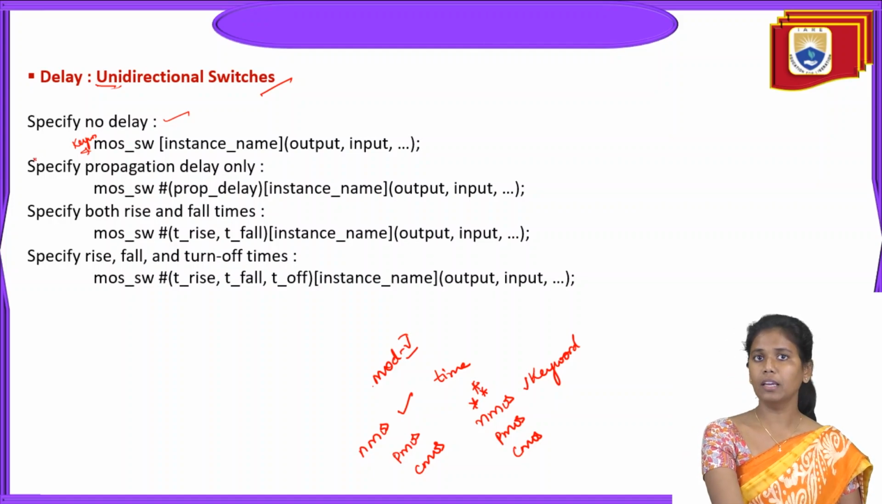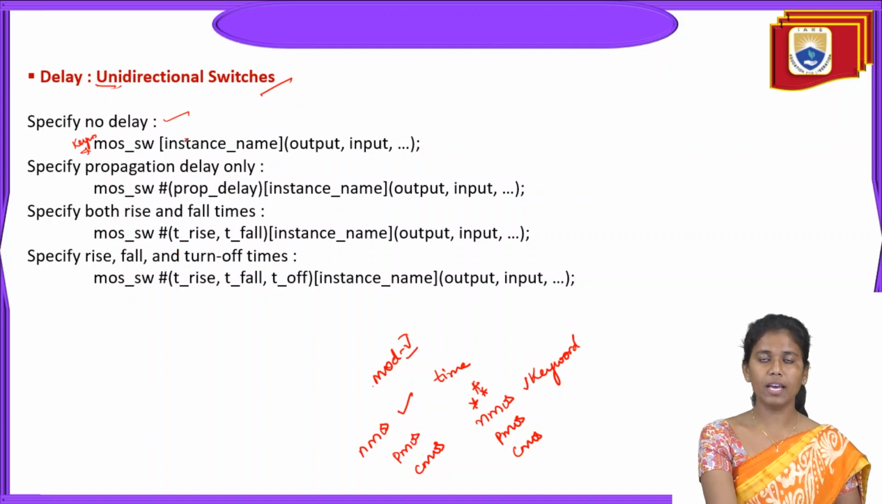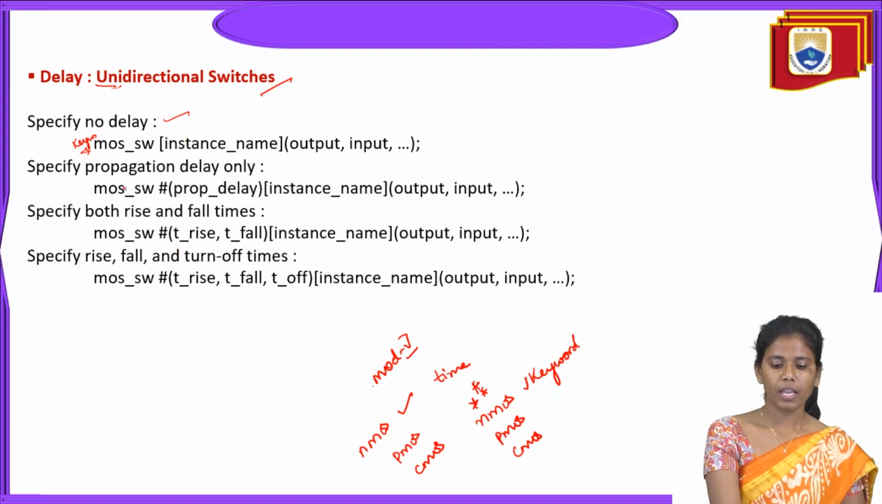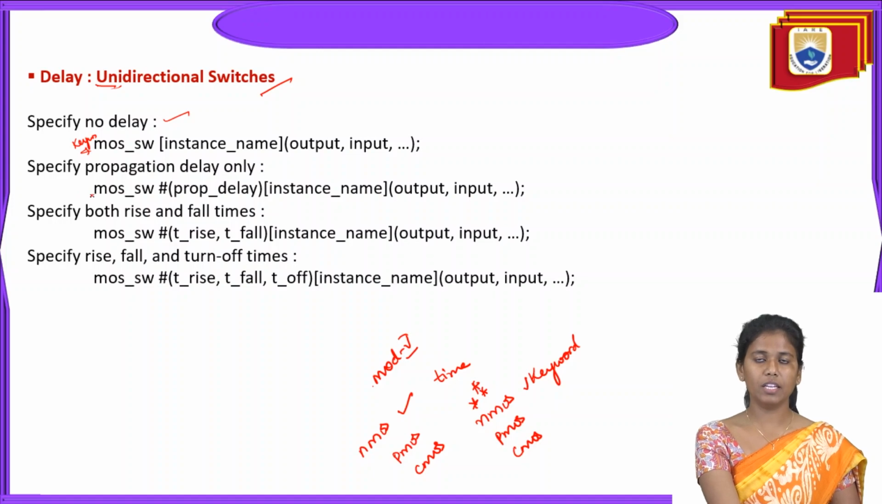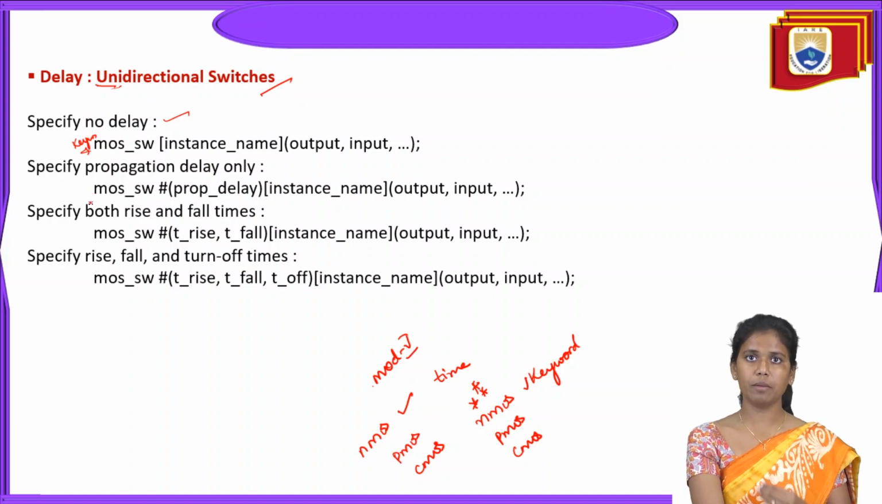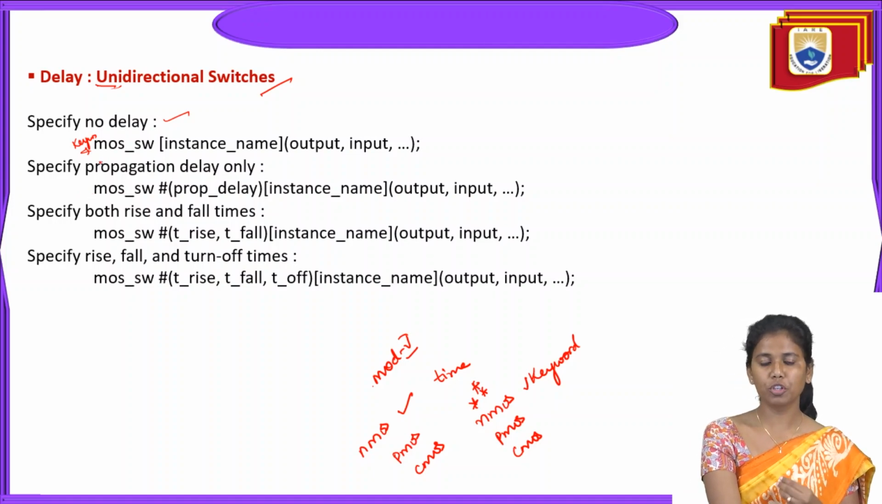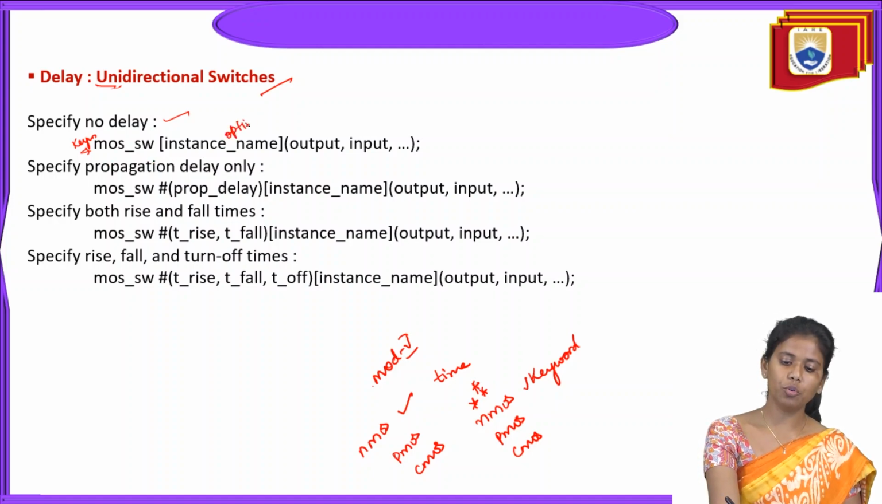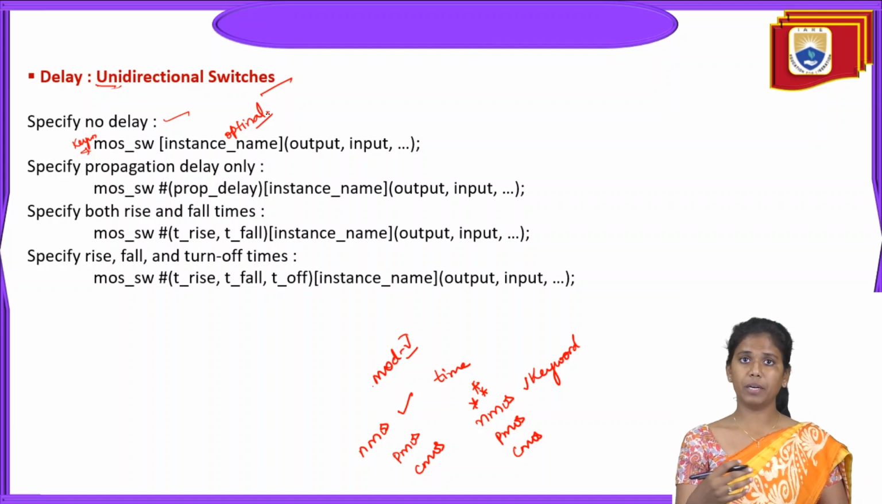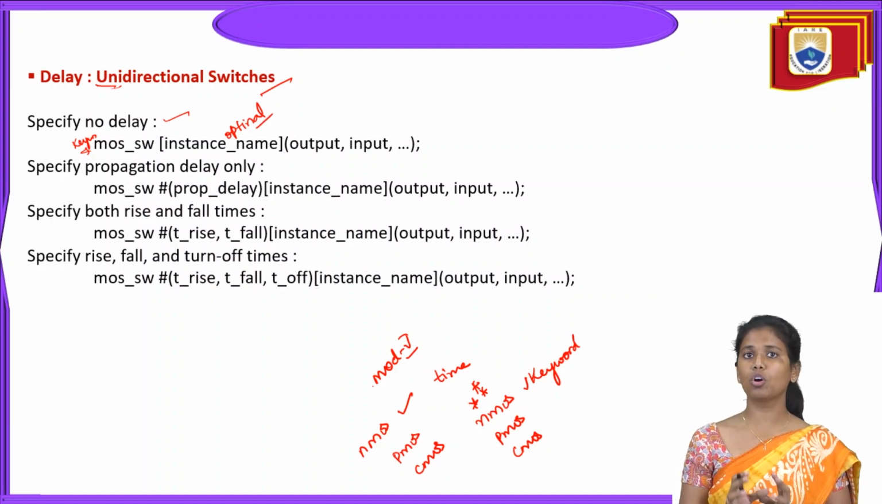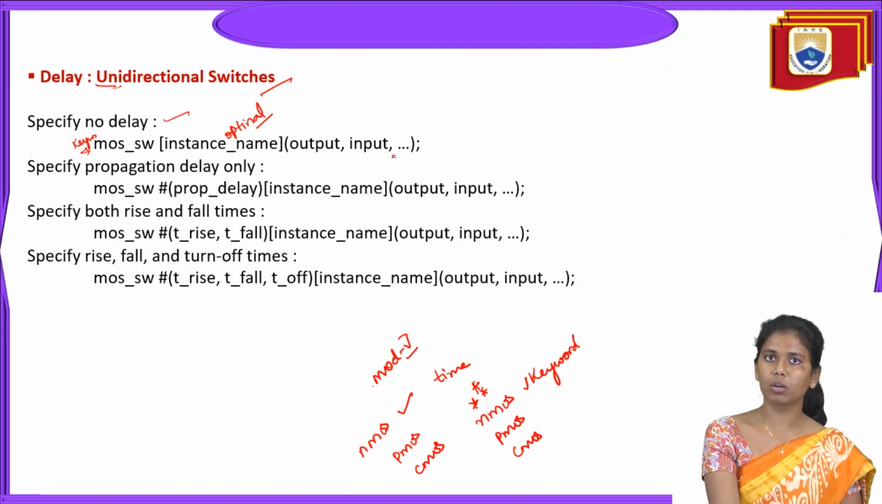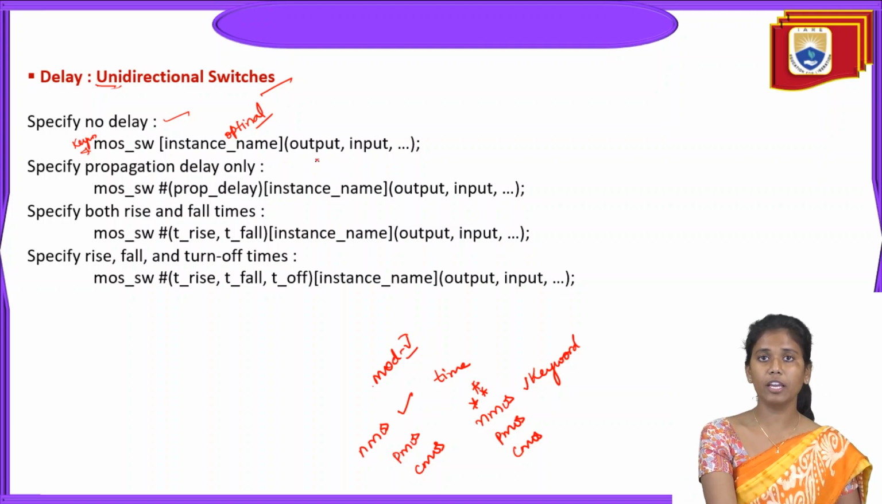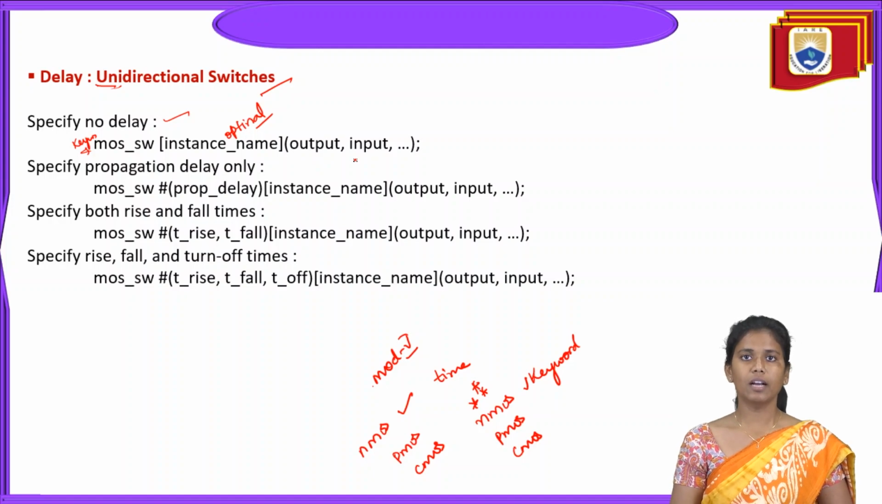In terms of delay, these are the codes with respect to the unidirectional switches. MOS is a keyword, that is, the metal oxide semiconductor switch I am considering, so my keyword should be MOS. The instance name is optional. Whether you give the name of this particular switch or not doesn't matter. Then follows the port list, in which you have to mention the input, output and the control line.